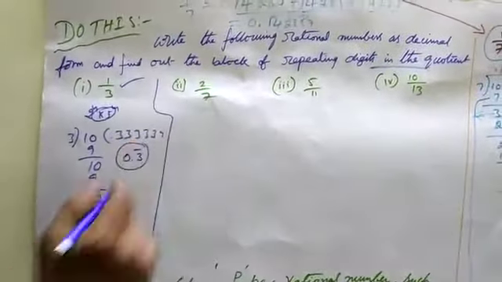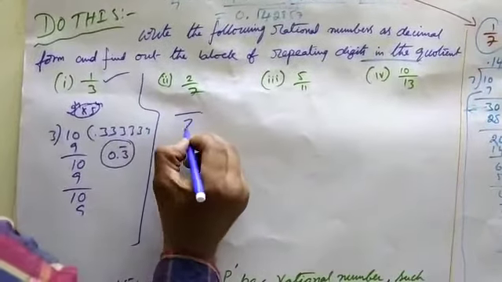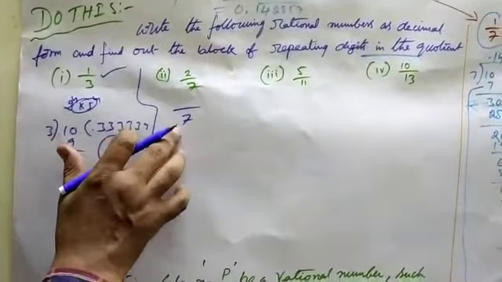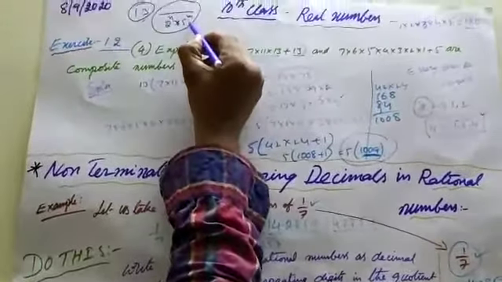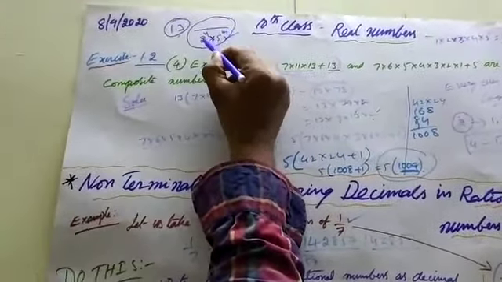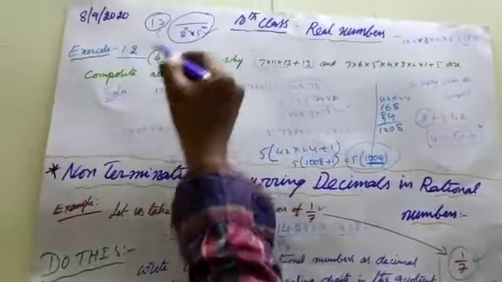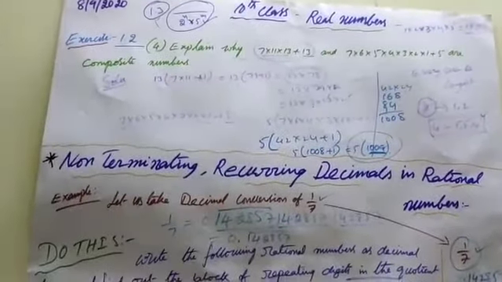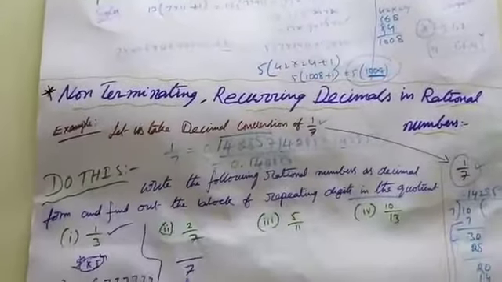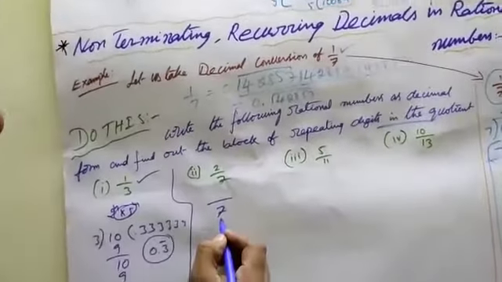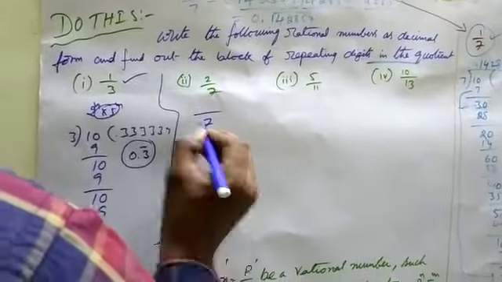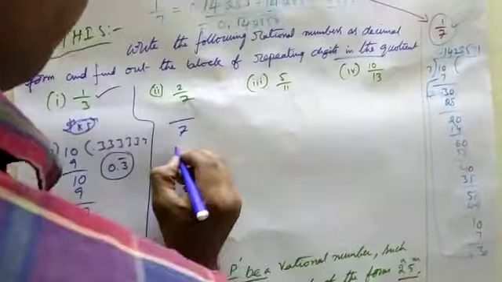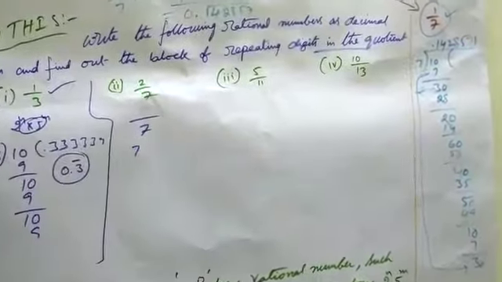Like this, 2 by 7. What is the denominator portion? The denominator portion is 7. What is the condition of theorem 1.3? If the denominator portion is 2 power n into 5 power m, the total fraction is terminating. Otherwise, non-terminating. Here 7 is not in the form 2 power n into 5 power m. Here, for example, go to the division method.